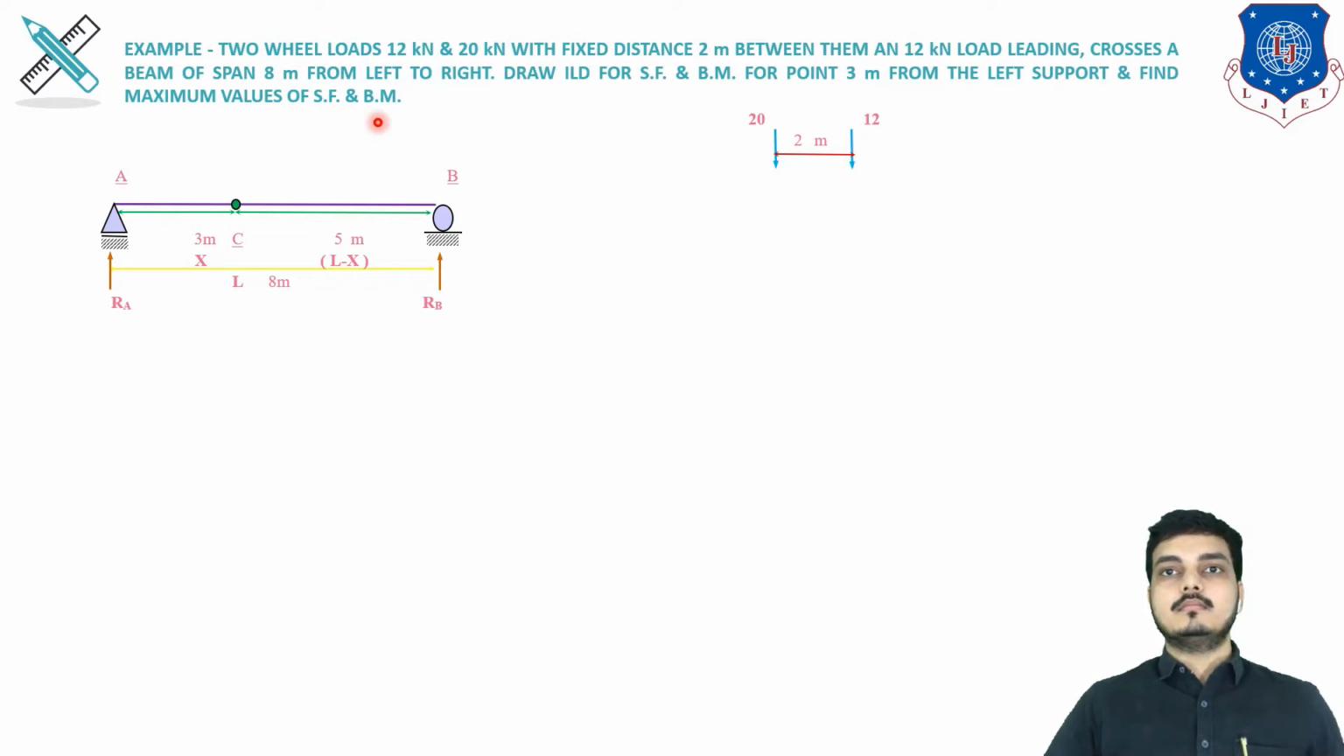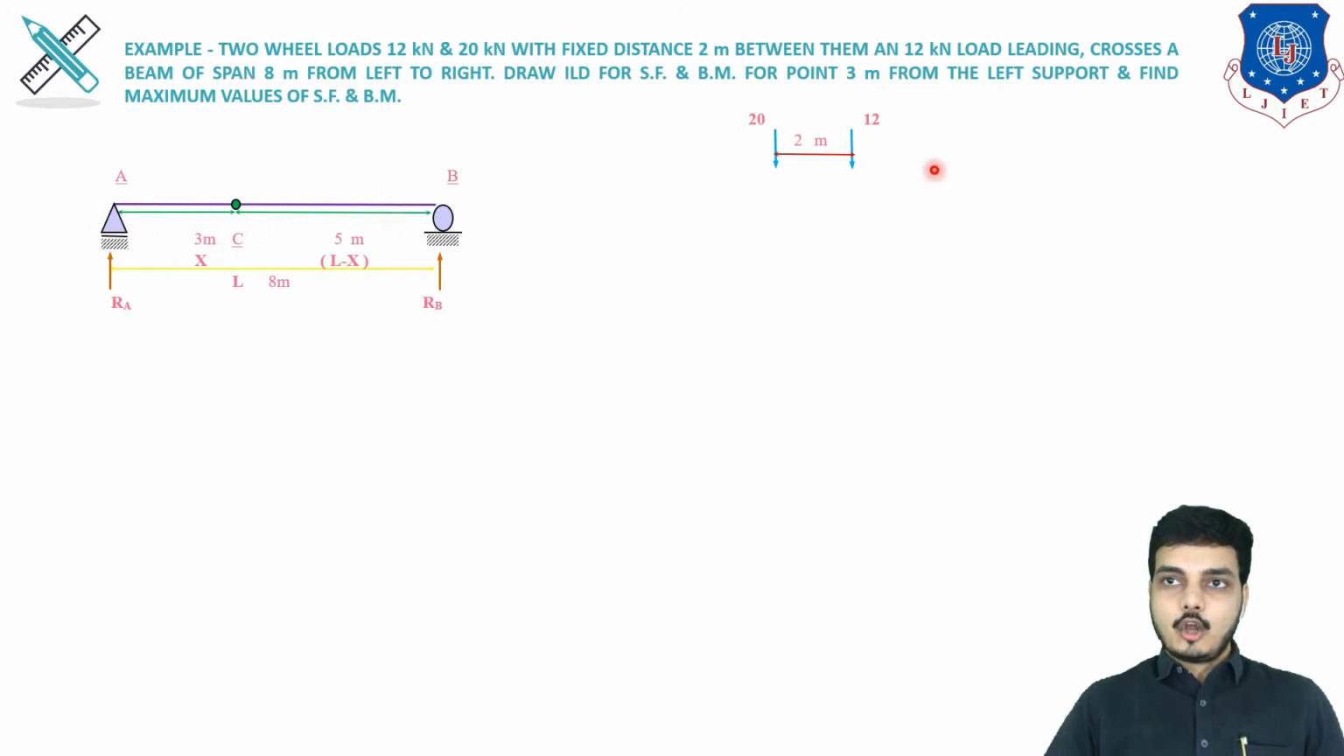Now here it has been said that there are two point loads or wheel loads of 20 kilonewton and 12 kilonewton, 2 meters between them, which means both are 2 meters apart. The 12 kilonewton load is leading, which means the 12 kilonewton load is in front of the 20 kilonewton load, and the 20 kilonewton load is at the back side. Now the beam has a span of 8 meters.